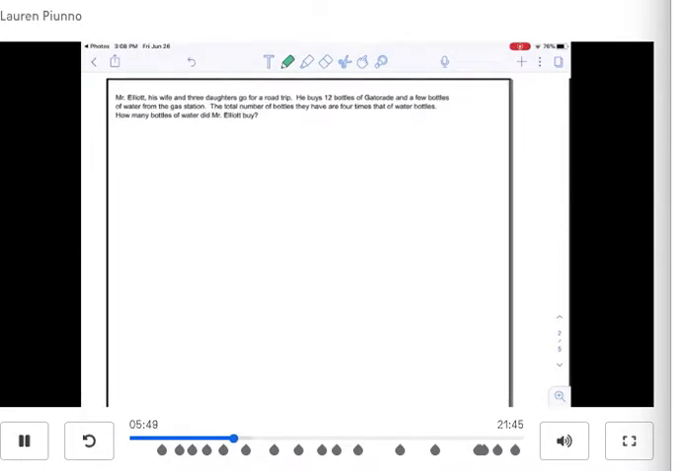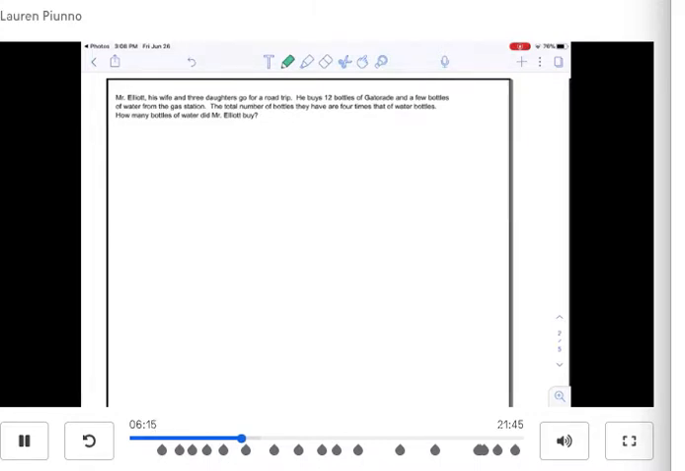Mr. Elliott, his wife, and 3 daughters go for a road trip. He buys 12 bottles of Gatorade and a few bottles of water from the gas station. The total number of bottles they have are 4 times that of water bottles. How many bottles of water did Mr. Elliott buy? This is very confusing, but if we slow it down, we'll be able to get it.